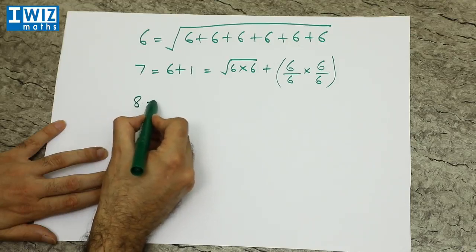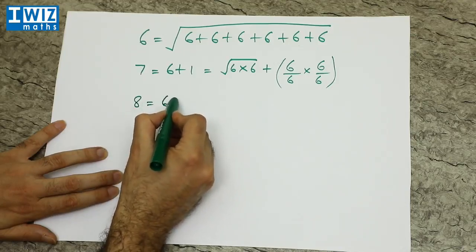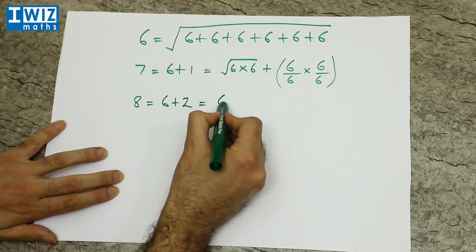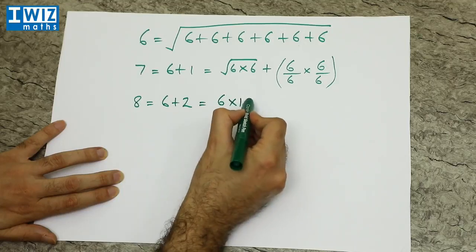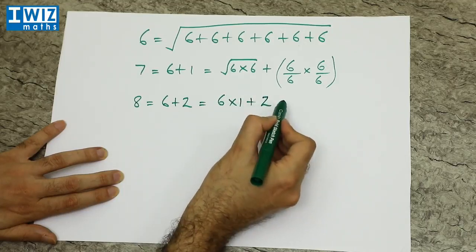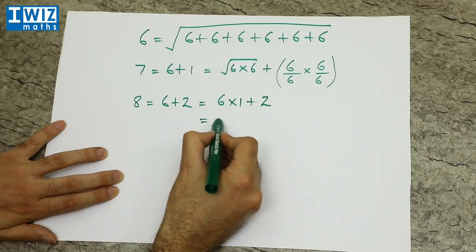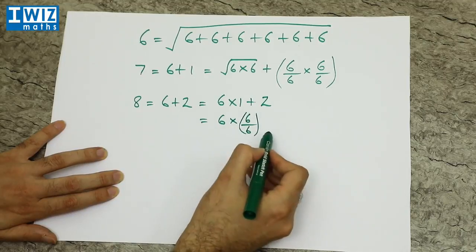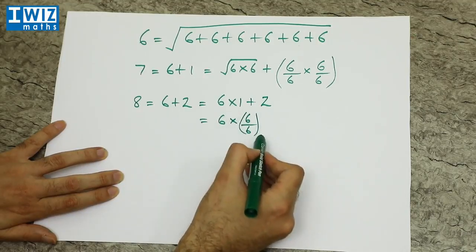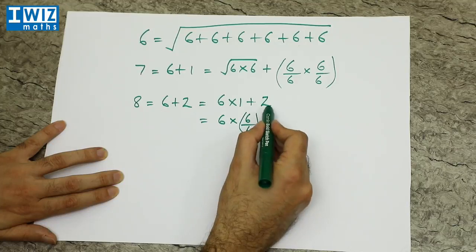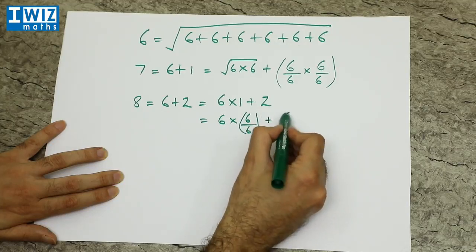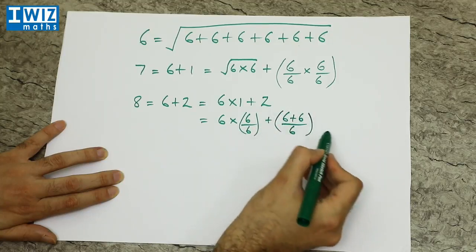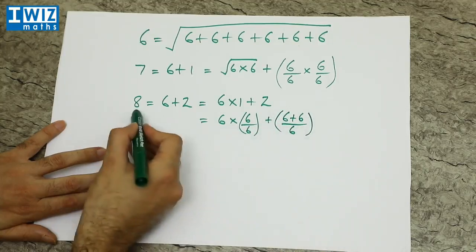To get to the number 8, 8 can be thought of as 6 plus 2, and we can write that as 6 times 1 plus 2. So that would be 6 times 6 divided by 6. So we've used up 3 sixes, and now we need to get the number 2 using 3 sixes, and that is 6 plus 6 divided by 6. So that is 6 plus 2 gets us 8.